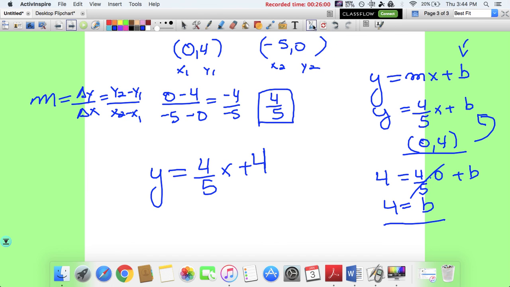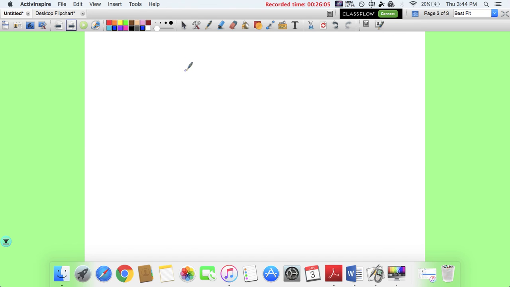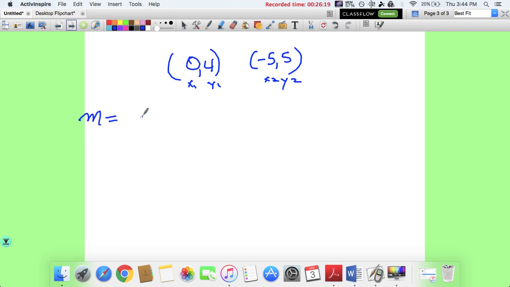Okay. Number 10: 0 and 4 again, and -5 and 5. So let's find our slope. x1, y1, x2, y2. We get 5 minus 4, over x2, which is -5, minus x1, which is 0. 5 minus 4 is 1, -5 minus 0 is just -5, so my slope is negative.